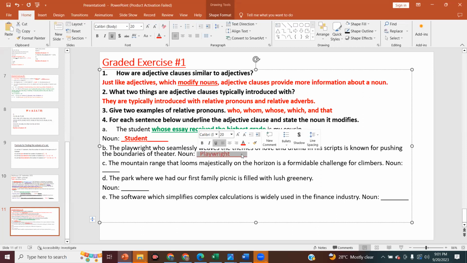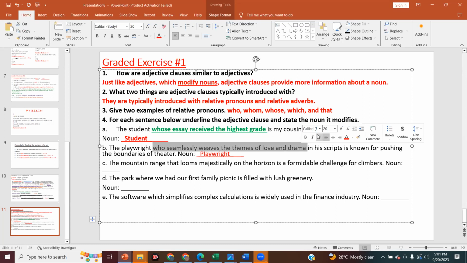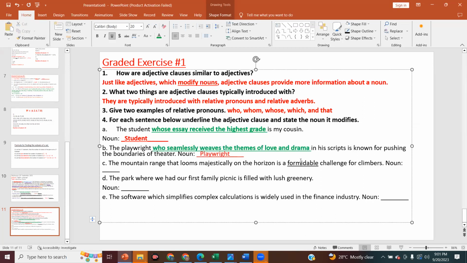All right. So a playwright who's seamless. Oh, by the way, what is the adjective clause? Who seamlessly weaves the themes of love and drama. Okay, good. Who seamlessly weaves the theme of love and drama. Okay. Is correct. All right, good. How many persons got that? Yes, sir. Very good. And C, what is the noun?